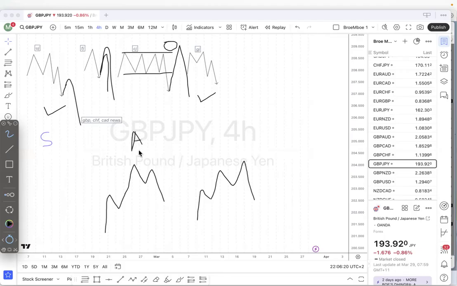Trade A did not take out the high of the first leg. So what does it mean? It means that this low right here is not a confirmed low because it did nothing. It didn't take out any high. So I personally would prefer trade B, and I'll show you in a second.